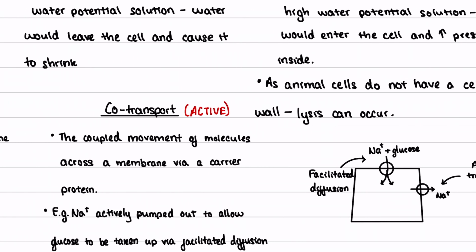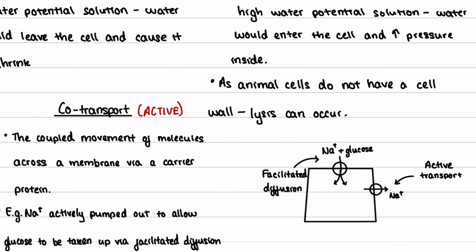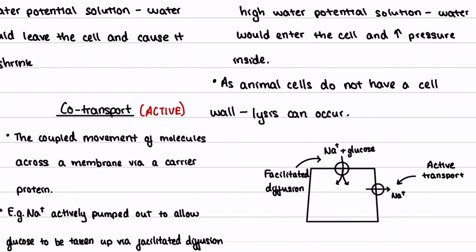The other active form of transport is co-transport. This is the coupled movement of a pair of molecules across a membrane via a carrier protein. Like in this diagram, for example, the sodium ions are actively pumped out, so using energy, creating a high concentration of sodium outside and a low concentration inside.